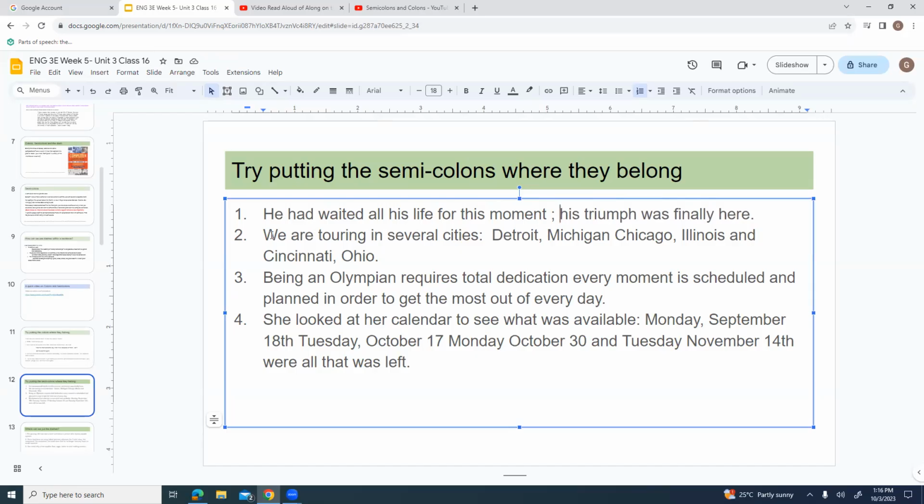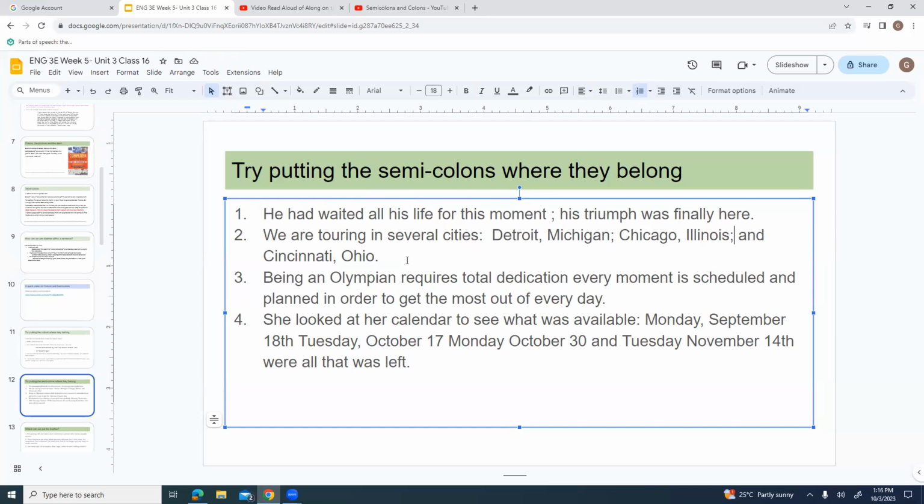We are touring in several cities: Detroit, Michigan; Chicago, Illinois; and Cincinnati, Ohio. Okay, so just like with Canadian places, they have a city and then a state, and we put the semicolon there to make it clear, right? If we put the comma there, it would make it sound like they were all equal, and like there was like 6 different places rather than 3 different places.